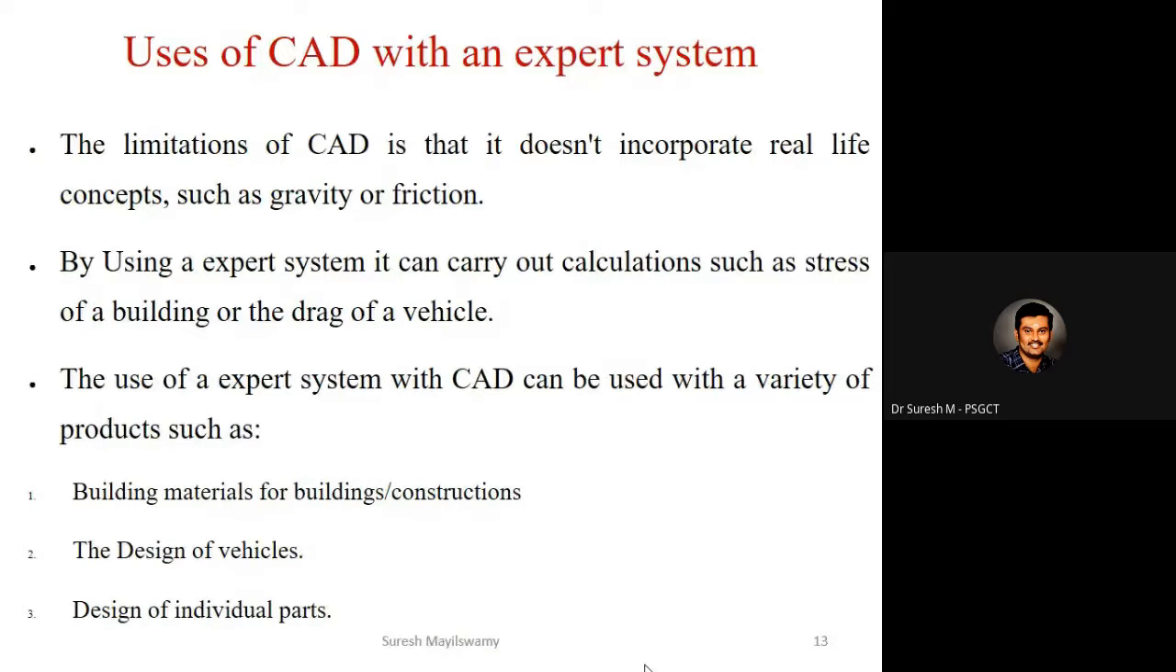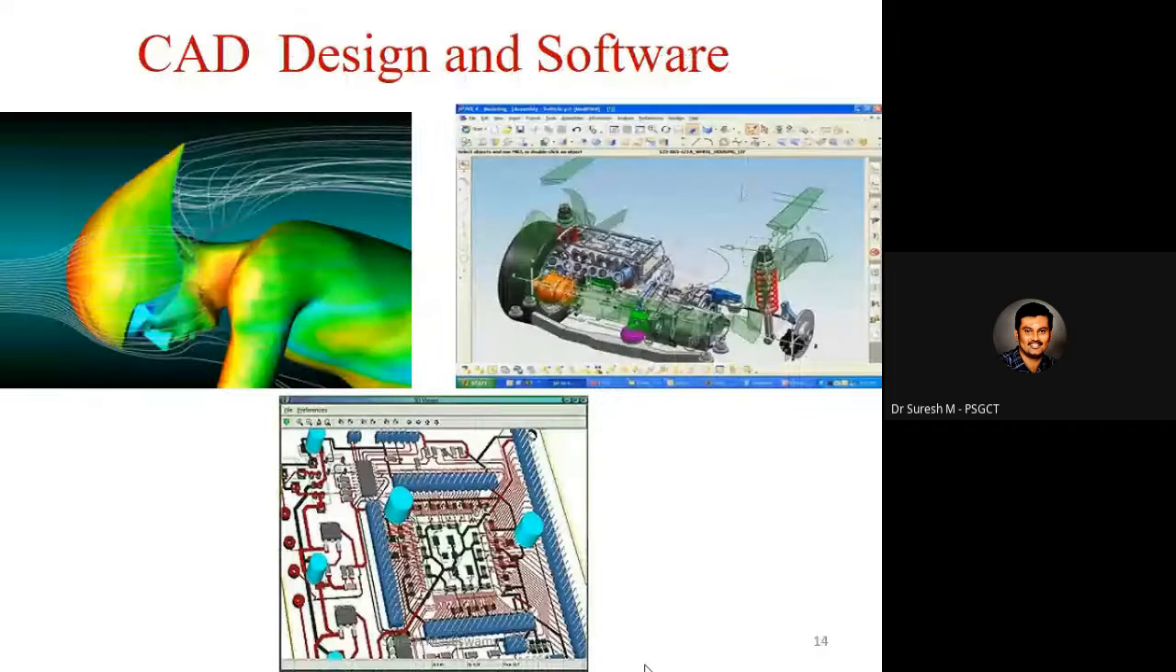The use of an expert system with CAD can be applied to a variety of products such as building materials for buildings, constructions, the design of vehicles, and the design of individual parts. Some examples are shown in this slide. So here the CAD software is used, as well as we have to incorporate the analysis software. The first one is the computational fluid dynamics and airflow analysis. And the second diagram, which is shown at the bottom, is electronic CAD. So this is just an introduction about computer-aided design.